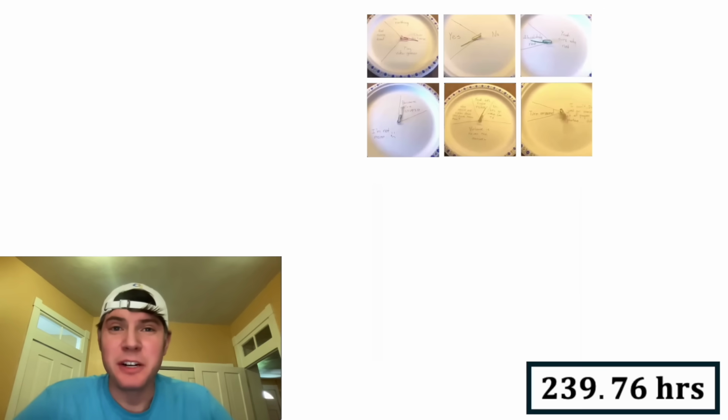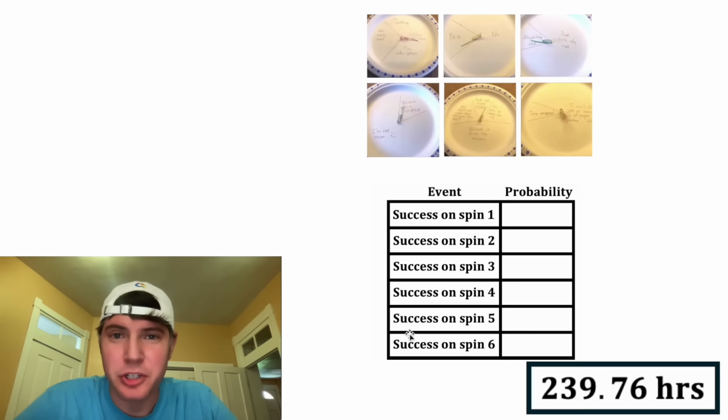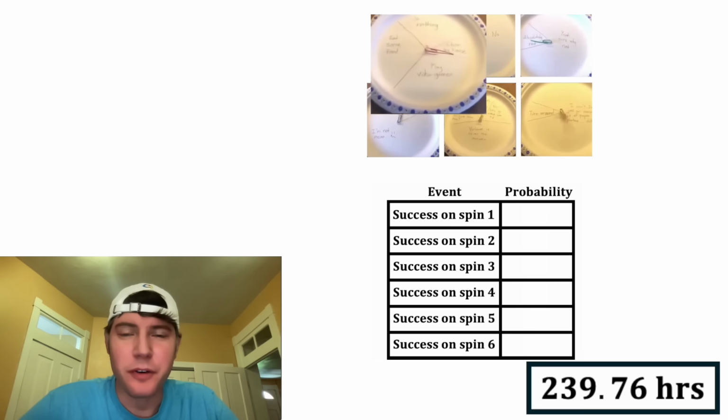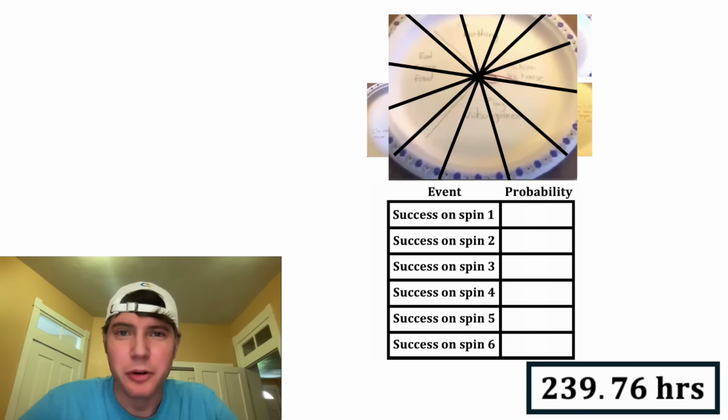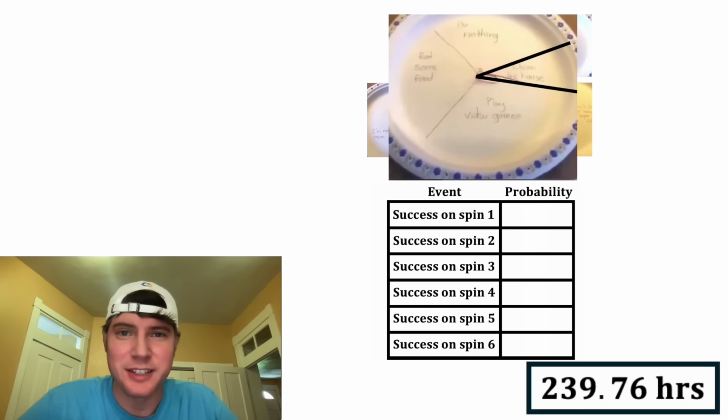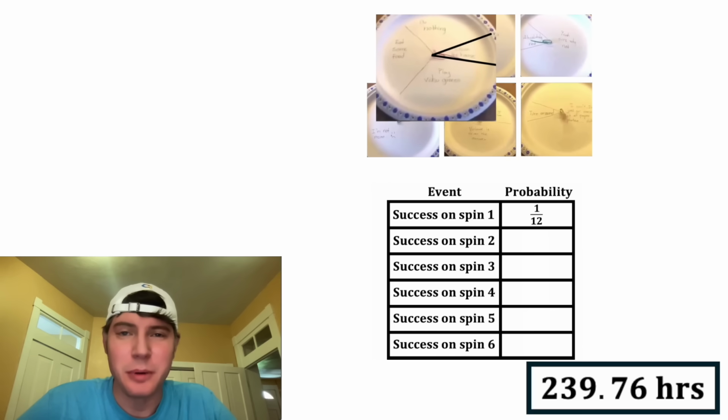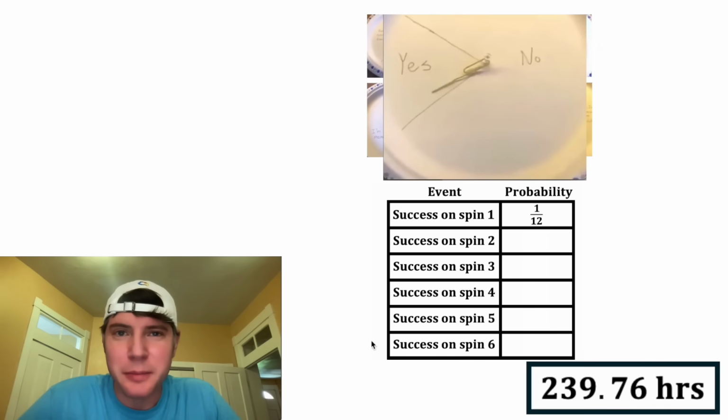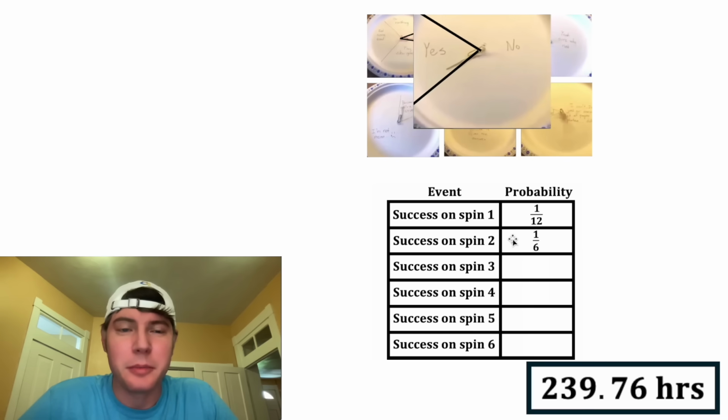He ended up doing the spinner 6 times, so let's make this table showing the 6 spins. For the first plate, we can split this up into 12 congruent parts, and 1/12 of it is successful. So that probability of success would be 1/12. And then for the second plate, it can be split up into 6 congruent parts where one of them is successful. So that probability would be 1/6.